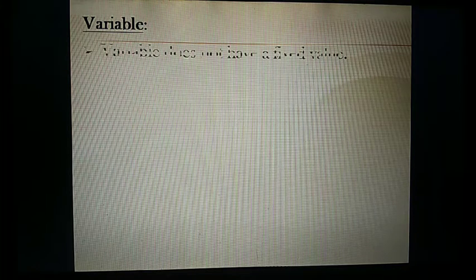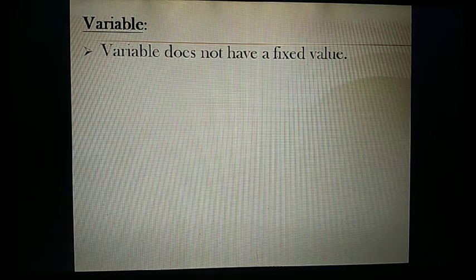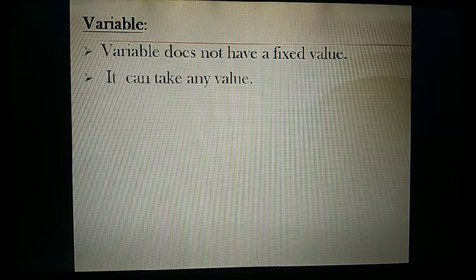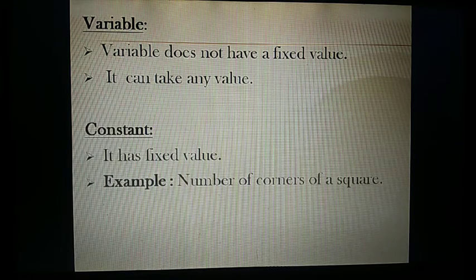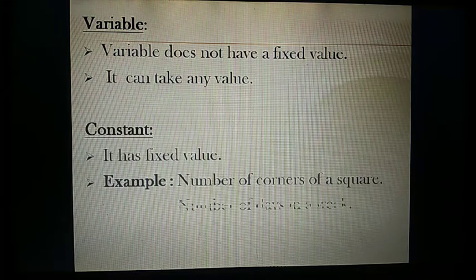Now, variable. In the last example, I used n, whose value was not clear to you. That was an example of a variable. So a variable does not have a fixed value. It can take any value. Whereas a constant has a fixed value. For example, the number of corners of a square, the number of days in a week.